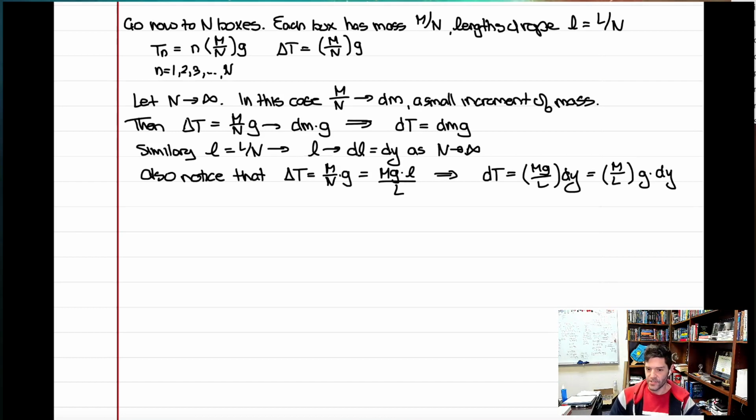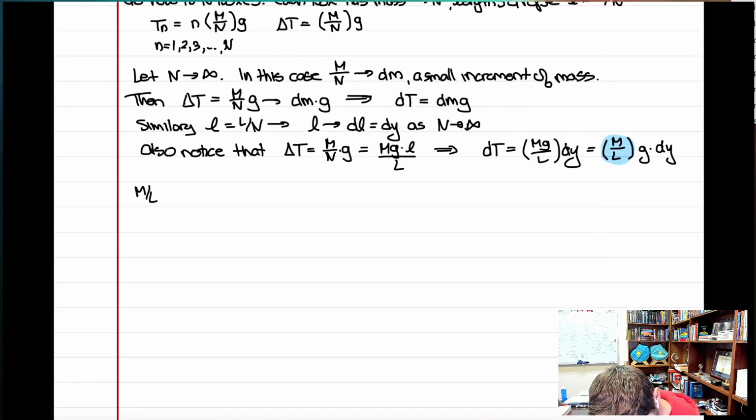Because I want to draw attention now to that thing in parentheses. I'll even highlight it. This thing in parentheses here: the total mass of the rope divided by the total length of the rope. That might sound like a density. That's because it is. Mass over length, for a 1D density, this m over L is the 1D density for the rope, namely the uniform rope.